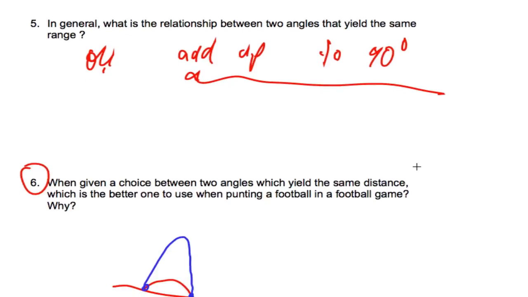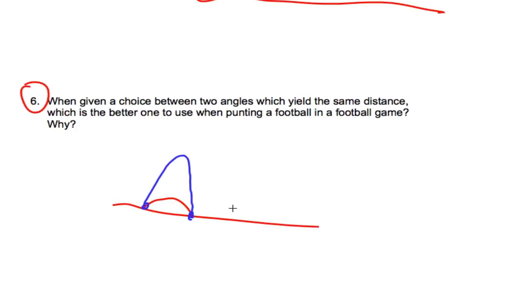Now, when given a choice between two angles that yield the same distance, which is a better one to use when punting a football in a football game? I would imagine you want to use the bigger angle. Because then the ball spends longer in the air because it goes higher. And then, I guess your players have more time to catch it. I'm winging it here. I played chess in high school, so I have no idea.